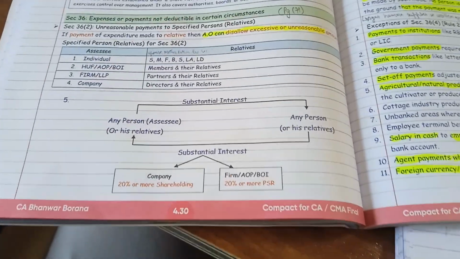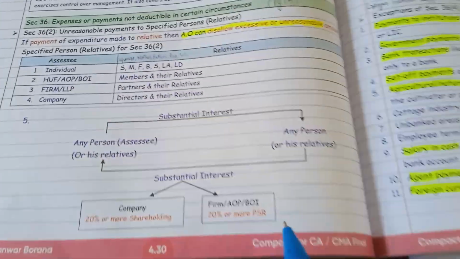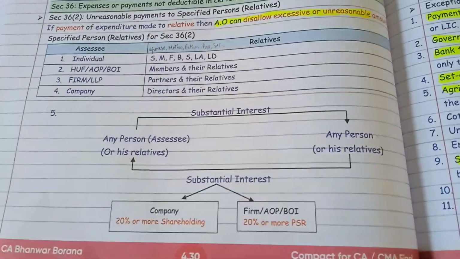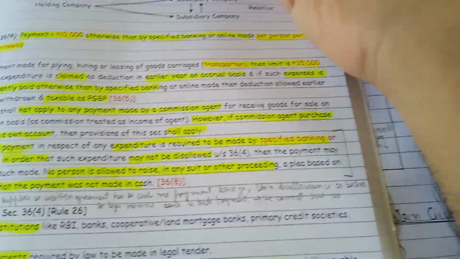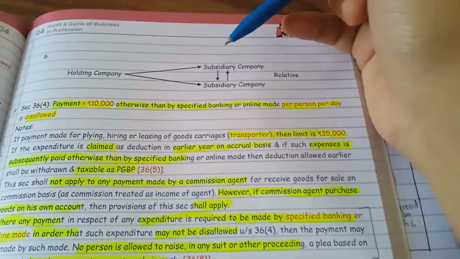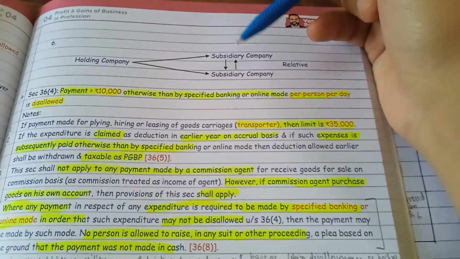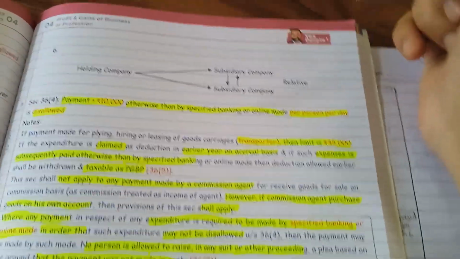Now, what constitutes substantial interest? In case of company, it means 20% or more of shareholding. In case of firm, AOP, BOI, it means 20% or more of profit sharing ratio. Now, in case there is a holding company and it has multiple subsidiaries, those subsidiaries are considered as related to each other.